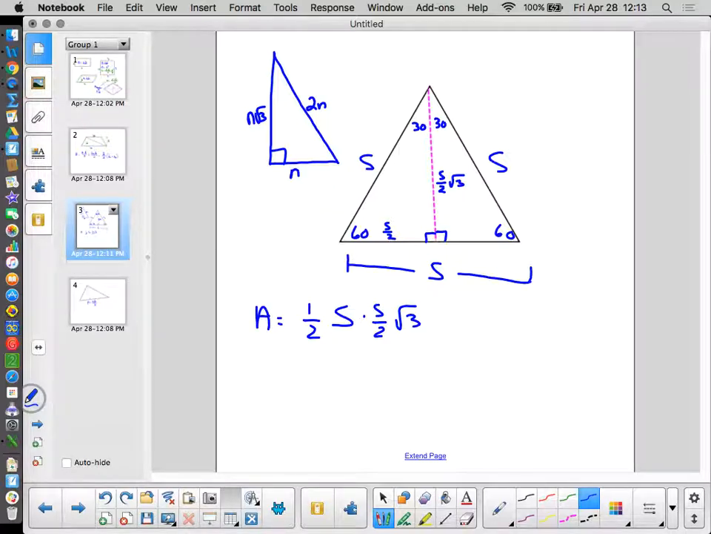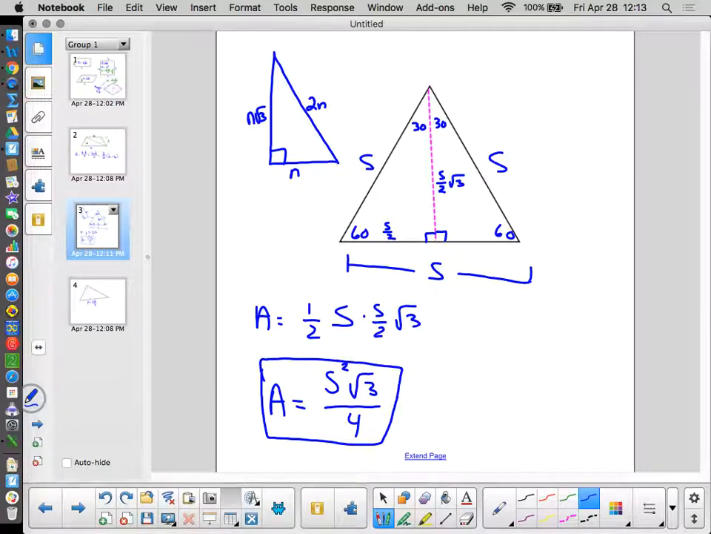Divided by 2 is the same as times 1/2. When I do that in the numerator, I get an s and the square root of 3, so side squared root 3. The denominator gets a 2 times 2 over 4. And so if I just know the side of an equilateral triangle, I can use this formula to find the area. Side squared root 3 over 4 and 4.